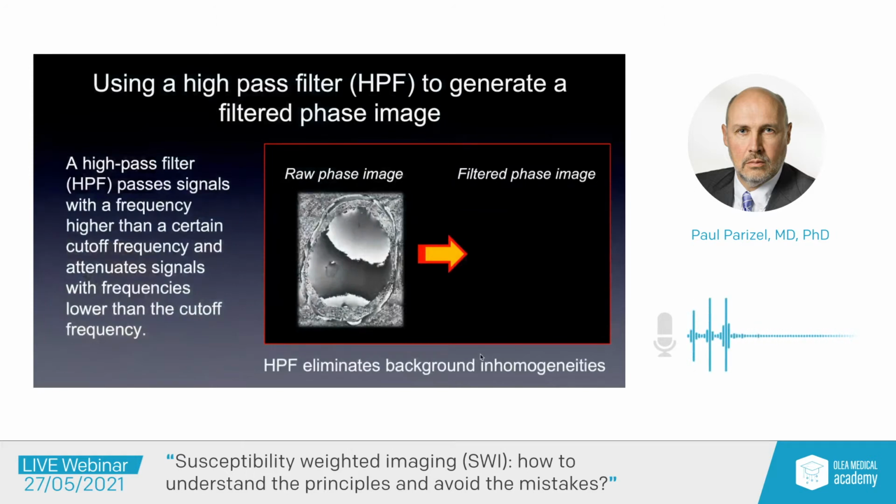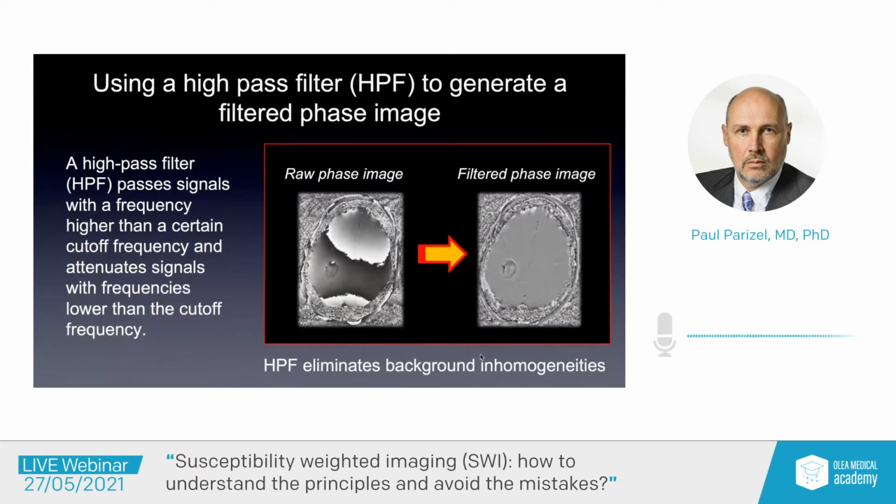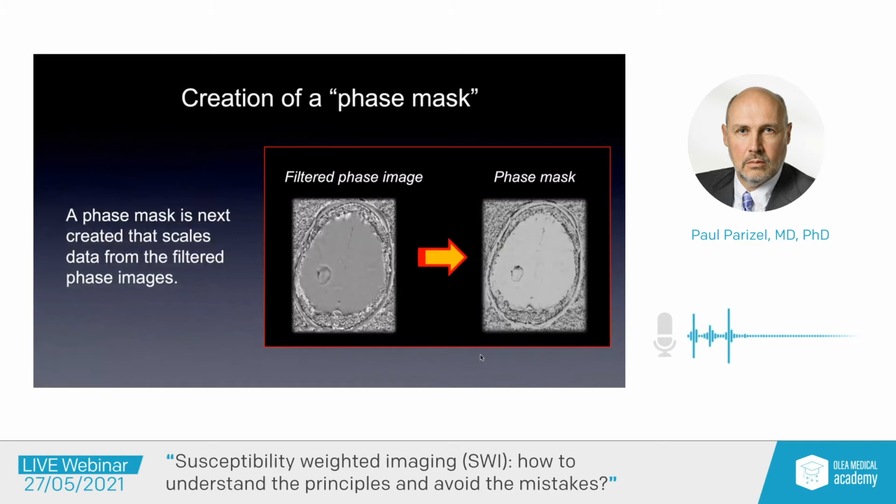Now, the key here is this high-pass filter. I'm not an engineer. I've always had an interest in this, but I'm not an engineer, and I'm not sure that I could explain this any further than what I show you here. So a high-pass filter is used to pass signals with a frequency higher than a certain threshold, a certain cutoff, and it attenuates or eliminates signals that are below that cutoff frequency. In this way, you can get this filtered phase image, which then can be used to make a phase mask, scaling data from the filtered phase images.